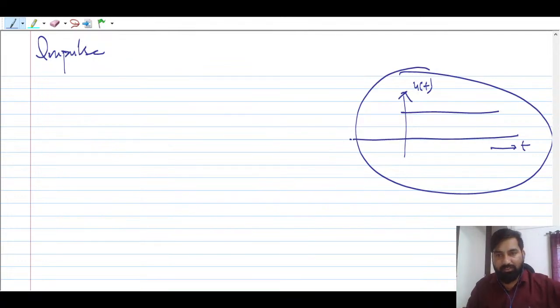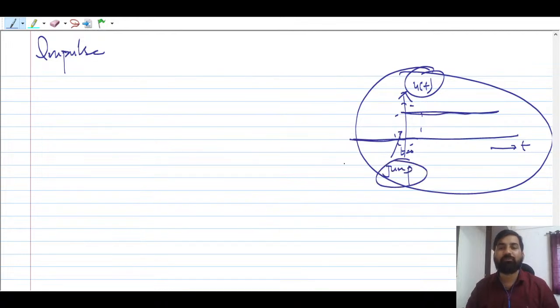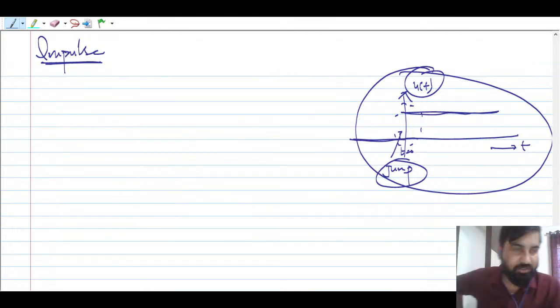For t less than 0, it is 0. For t greater than 0, it is 1. But at t equal to 0, it is discontinuous at this point, or you can say this signal has a jump at t equal to 0. Whenever there is a jump at a certain instant of time, at that moment the impulse is going to help you. So the impulse is one of the very important concepts, and I will tell you how to get the impulse.